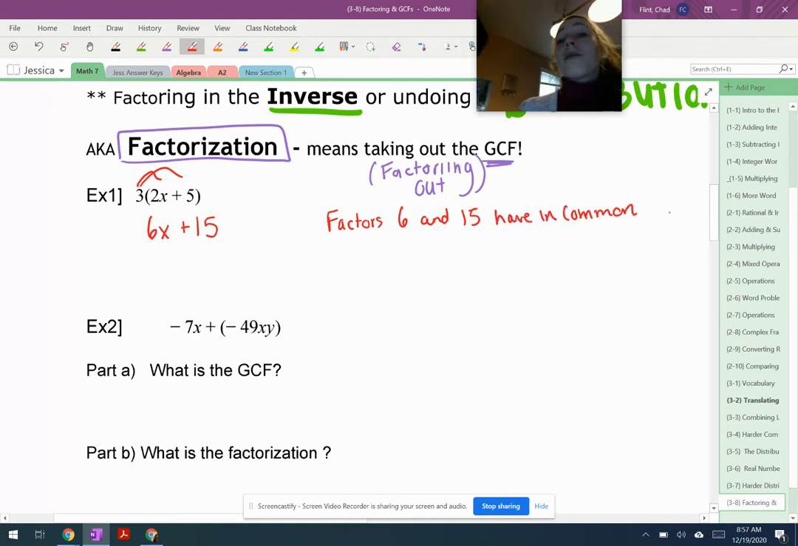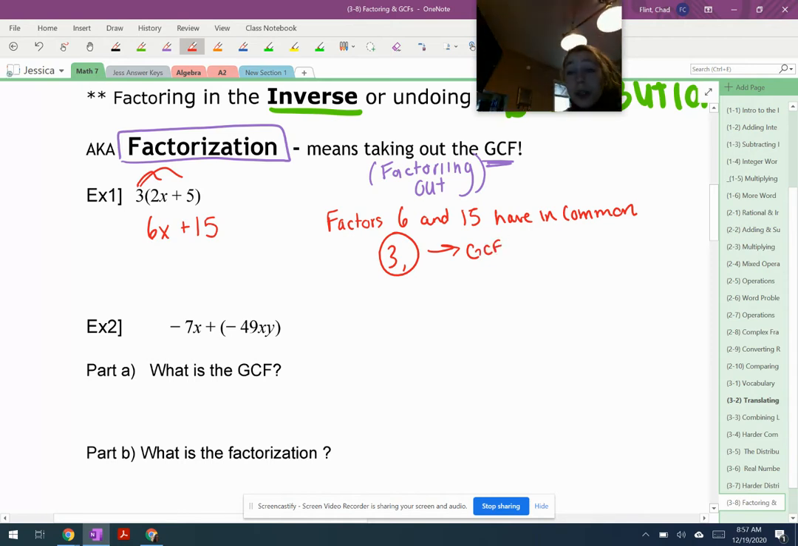Obviously, every single number has 1 as a factor, so we don't really ever want to use 1 because that's not going to do anything. 2 is a factor of 6, but 2 doesn't go into 15. 3 is a factor of 6, and 3 also goes into 15. So 3 is that GCF. And so this is what we're going to end up doing.